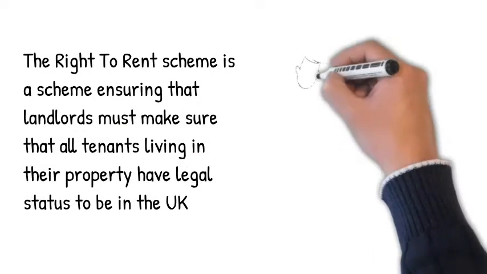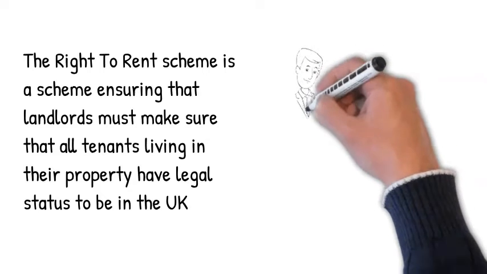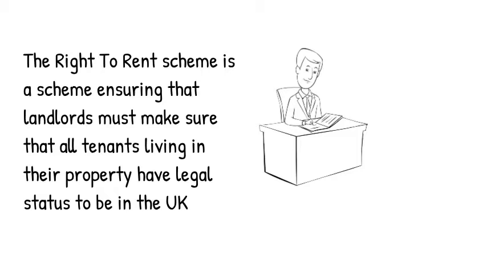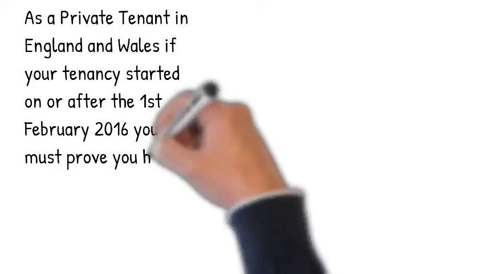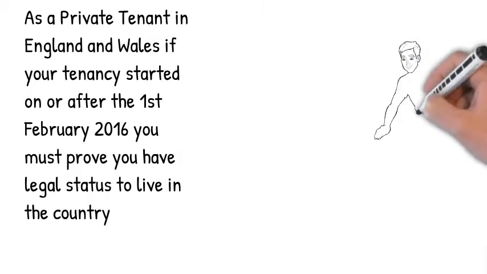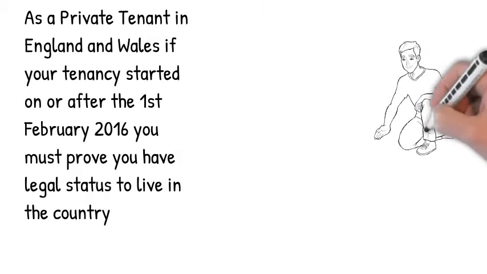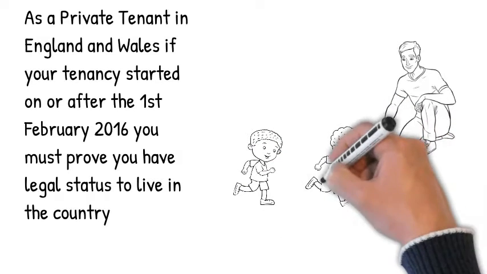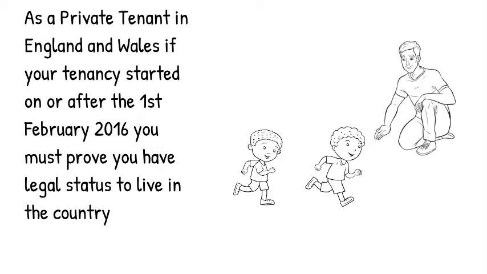The Right to Rent scheme is a scheme ensuring that landlords must make sure that all tenants living in their property have legal status to be in the UK. This means that as a private tenant in England and Wales, if your tenancy started on or after the 1st of February 2016, you must prove that you have legal status to live in the country.